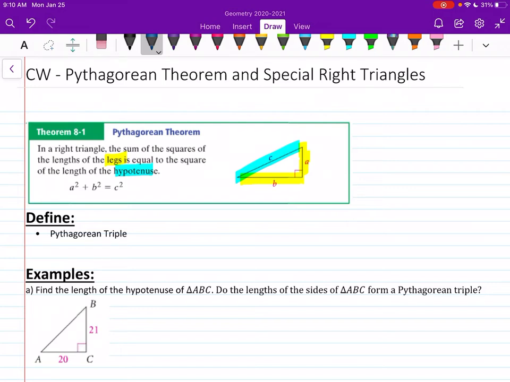So when we have a right triangle and all three sides are whole numbers, we call that a Pythagorean triple. So a Pythagorean triple is three whole numbers, not rounded, they have to be perfectly whole, that satisfy the Pythagorean theorem.